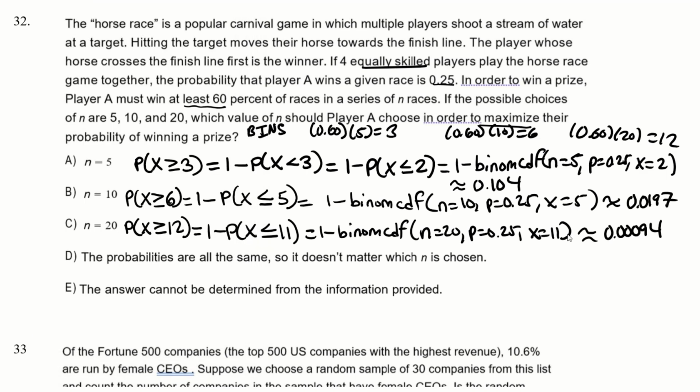All right, so I've written the numbers so you can see that you have a greater chance of winning if you just have 5 games, which makes sense because you only have to win 3 games as opposed to having to win a whole bunch of other games. All right, so the answer is A.